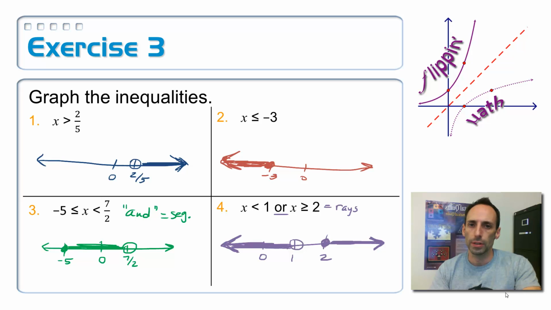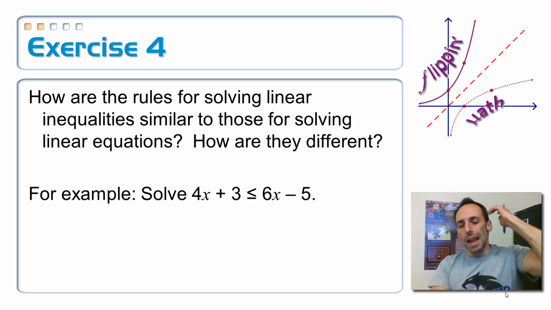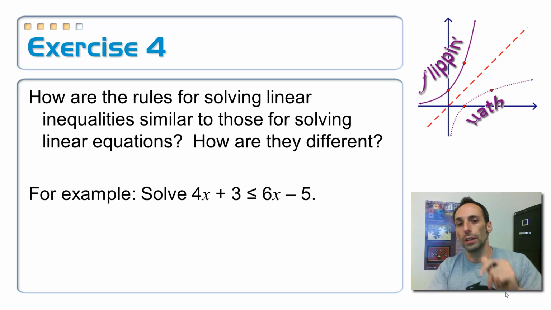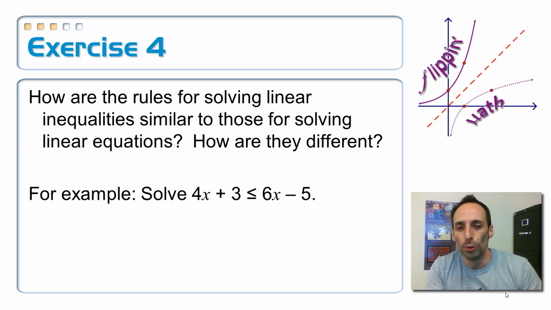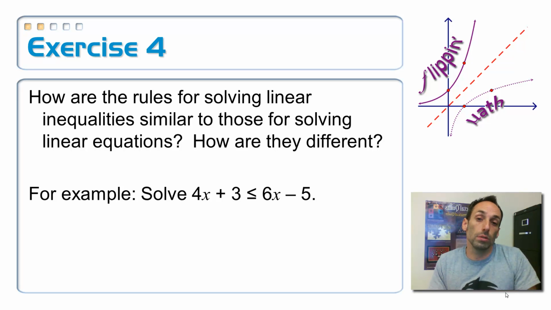Okay, so notice that we haven't actually solved anything yet. We just graphed some, talked about them. So here's a question. How are the rules for solving linear inequalities similar to or different from solving regular linear equations? Like, just if I take away the equal sign versus putting it in, how do those things work? Do I solve them the same way, or do I do something different?